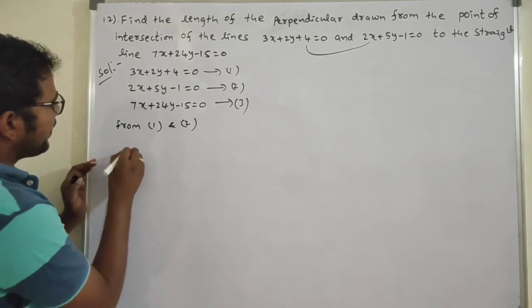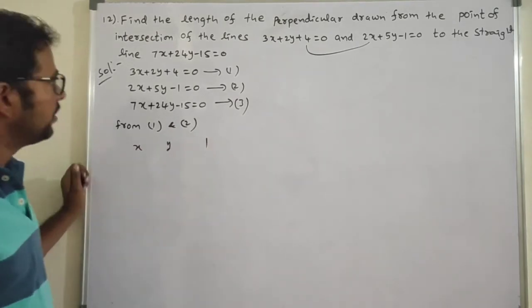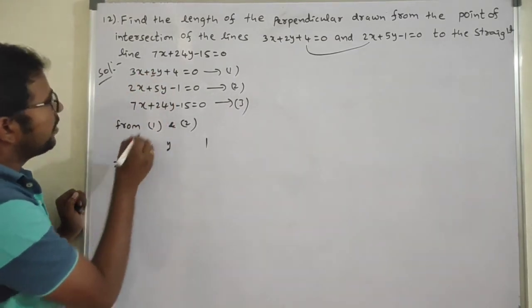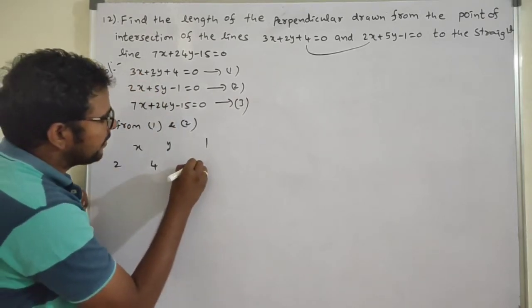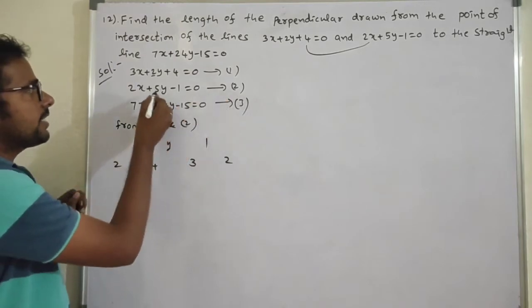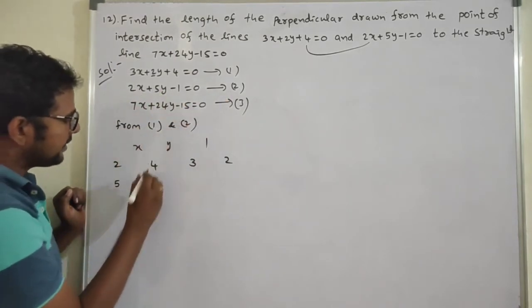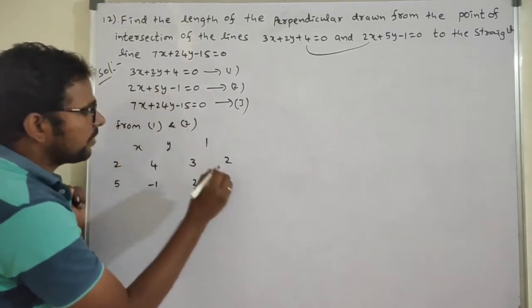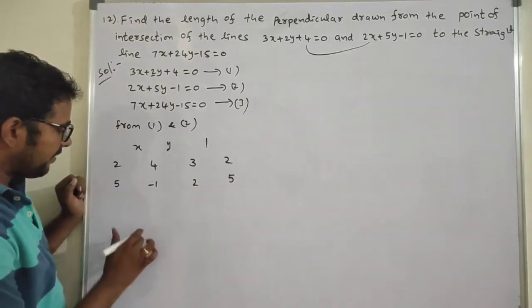So how can you find it? By using the determinant method, x, y, 1. From the first equation, what is the y coefficient? 2. What is the constant? 4. What is the x coefficient? 3. From the second equation, what is the y coefficient? 5. What is the constant? Minus 1. What is the x coefficient? 2. Now find the x and y values.